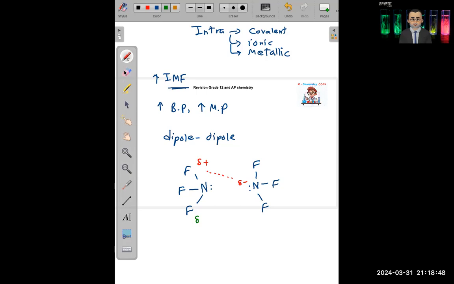Again, let's do it again. The N, which is partially positive, and this is partially negative. This is partially negative, this is partially negative, and this is partially positive. So the N, which is negative from here, attracts to F from here, and N, which is positive from here, attracts to F, which is negative here.